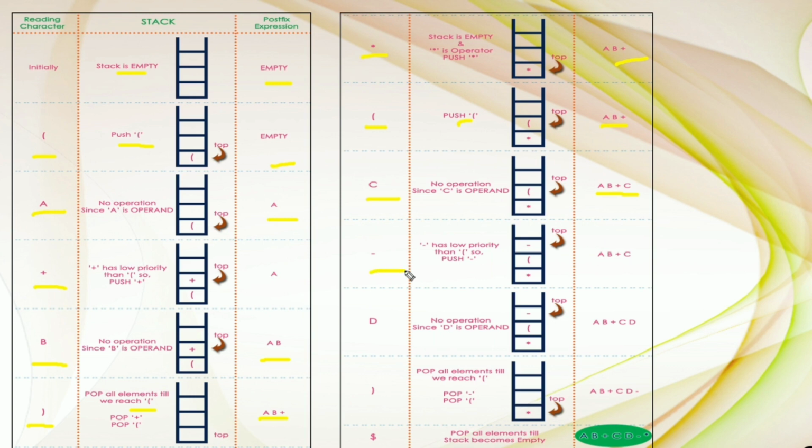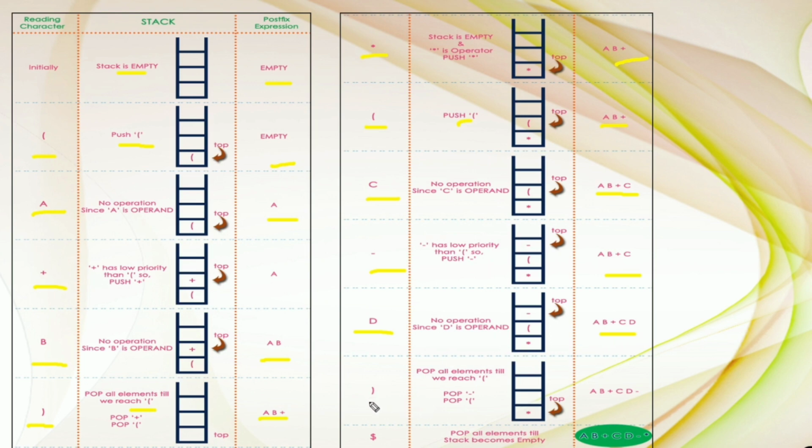Next scan element, or reading character, is the minus. Minus has lower priority than the left parenthesis, so it is to be pushed. The result is AB+C. Next scan element is D. No operation is performed because it is an operand, so the result is AB+CD, written directly to the result.